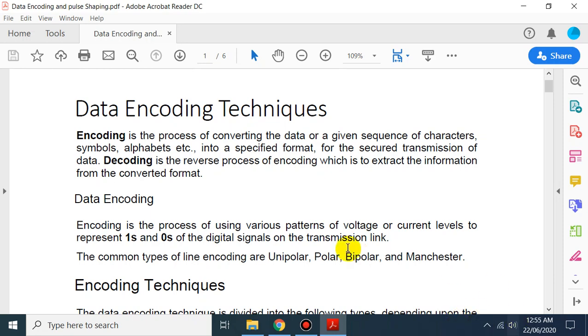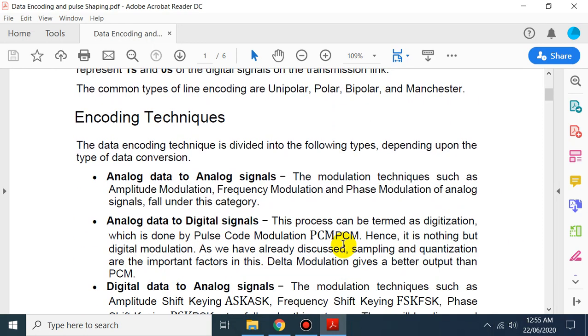Now, as far as encoding techniques are concerned, the data encoding technique is divided into the following types depending on the type of the data conversion. First one is analog data to analog signals. Modulation techniques such as amplitude modulation, frequency modulation, and phase modulation of analog signals are examples of the analog data to analog signals conversion. Now, there is another type called analog data to digital signals.